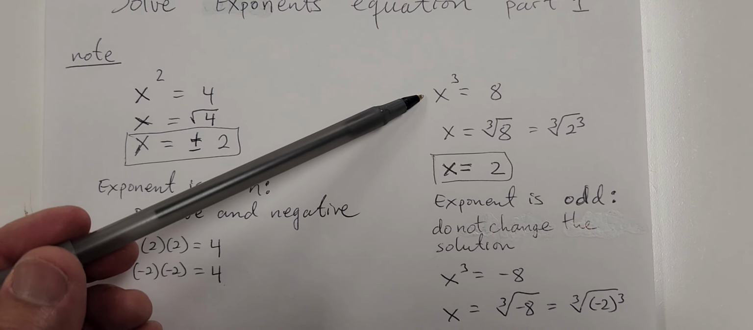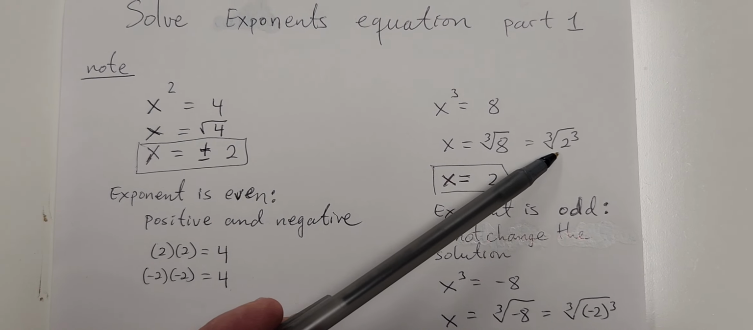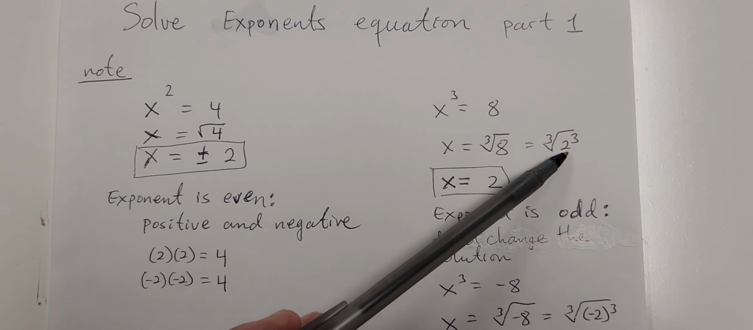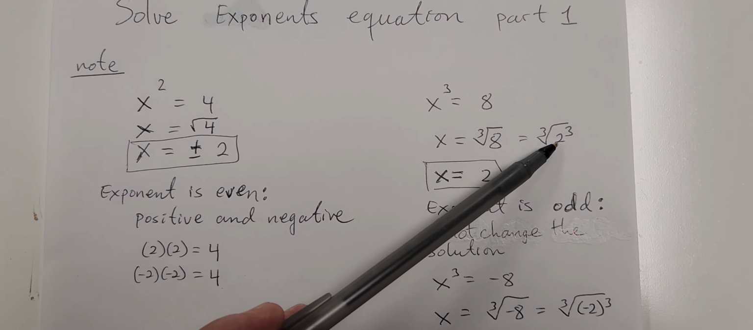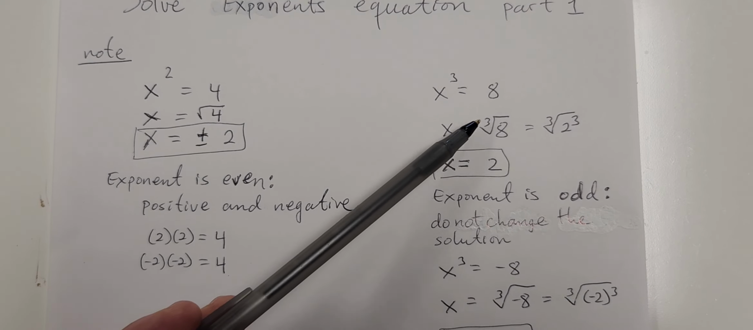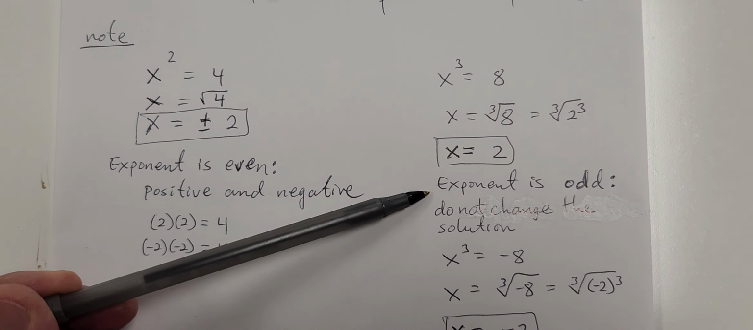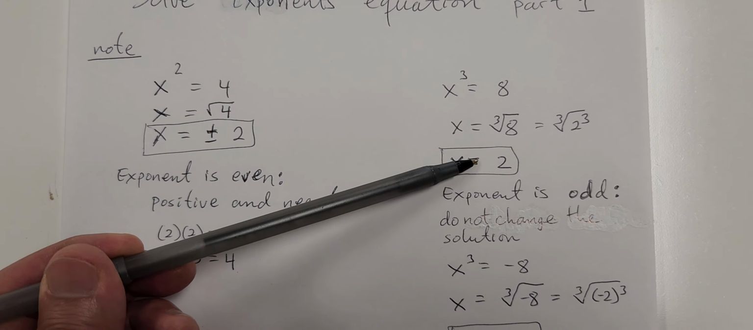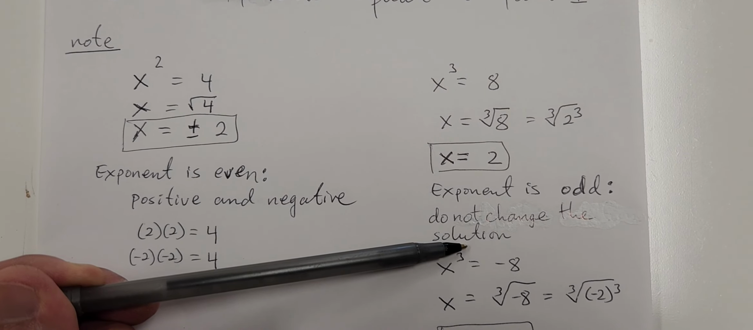Over here, this is cube, so we want to cube root 8, and cube root 8 is technically, there are 3 2's, because 2 times 2 gives me 4, multiply another 2, which gives me 8, so cube root of 8 gives me 2. However, because the exponent is odd, we don't add plus and minus in. We just leave it alone. So do not change the solutions.